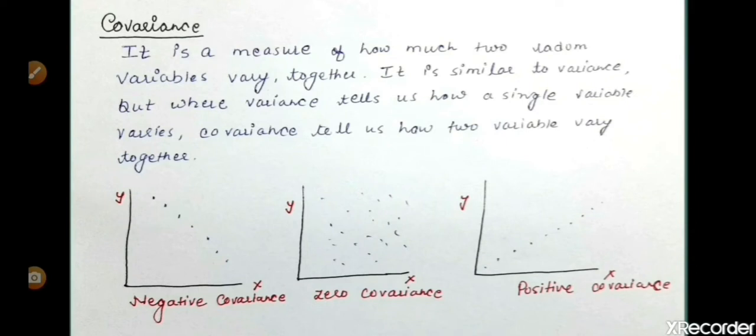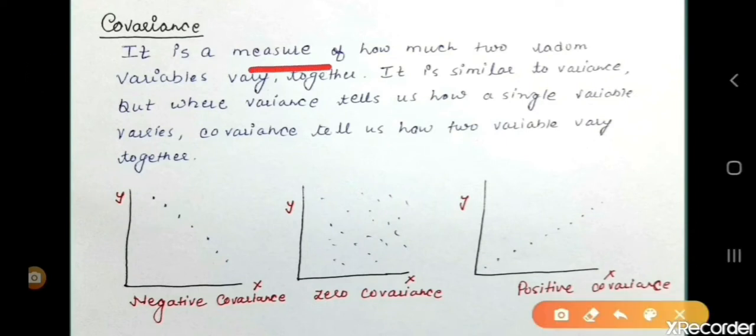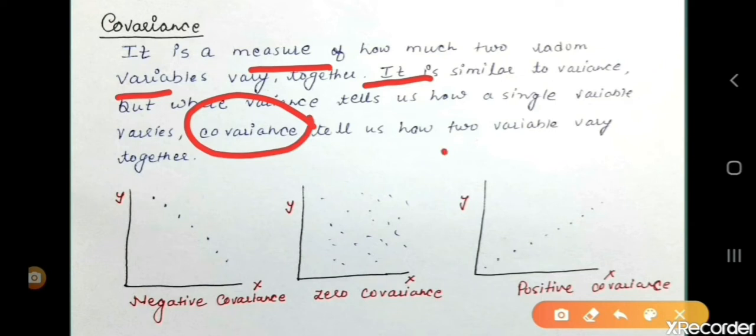Covariance is nothing but the measure of how two random variables vary together. It shows how two random variables are correlated. We already know what variance is. Variance shows how a single variable varies, the variation of an individual variable, while the covariance tells us how the two variables vary together.